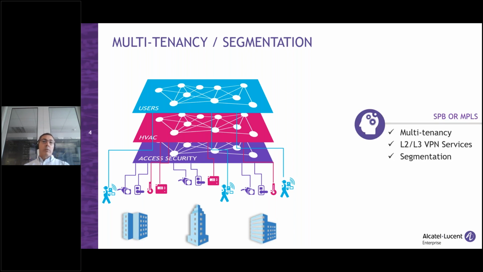MPLS is well known for its ability to create layer 2 and layer 3 VPNs, but what is less known is that SPB is also perfectly capable of delivering the same kind of service. The first area I want to touch upon is multi-tenancy. SPB makes it really easy to create layer 2 and layer 3 VPNs, which can represent different external or internal customers, or as we see in this example, services. One for end users, another one for HVAC, another one for access security services, devices.